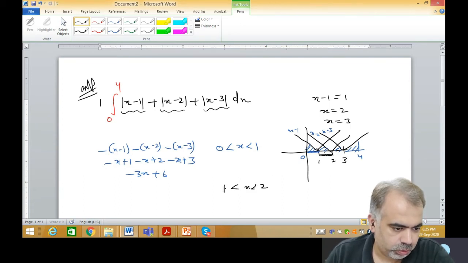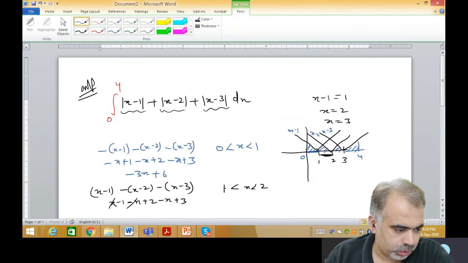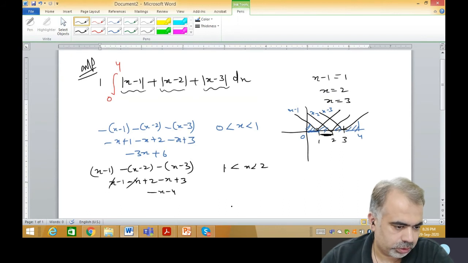Now from 1 to 2 region, if you are talking about this region, this is right of the first, so we have to take it positive, and it is left of the other two, so we have to take the other two negative. This is a very important concept. Now solve this quickly. Open the brackets. So x cancels out with x, and 3 plus 2 is 5, minus 1 is 4. So minus x plus 4 is your answer for this.